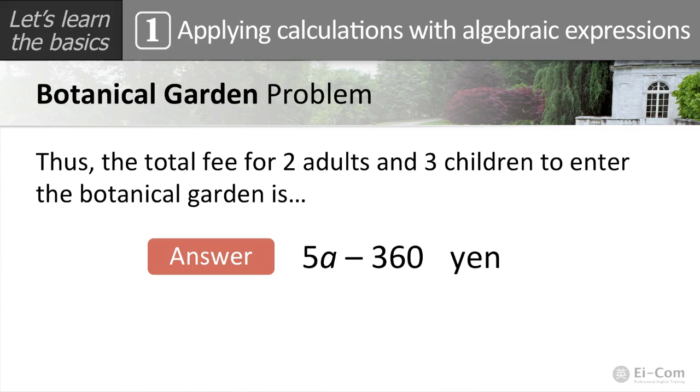Since the word yen is not part of the expression, but only tells us the units of the expression, it is a good idea to separate it in some way. We can do this by putting parentheses around the word yen as shown in the textbook. Or we can put parentheses around the expression itself, like this. I prefer this way because it clearly shows that the entire expression has the units of yen.